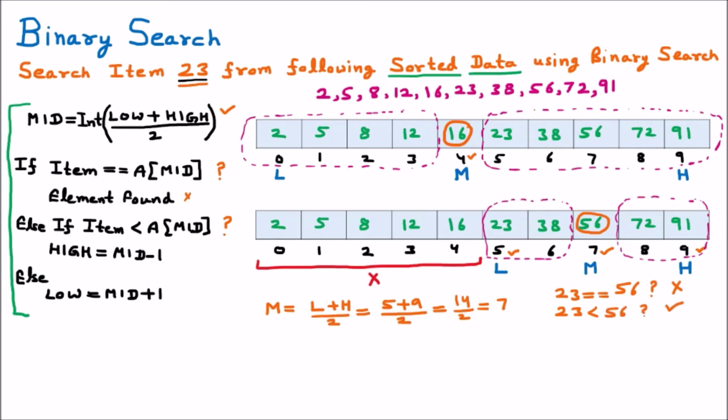Yes, this condition is correct. That means this part will run here, that high will be equal to middle minus 1. So here high will be equal to, what is middle? Middle is 7. So middle minus 1 will be equal to 7 minus 1, that is equal to 6. So that means this time we are going to shift the high.